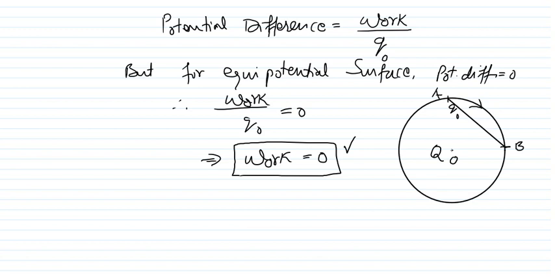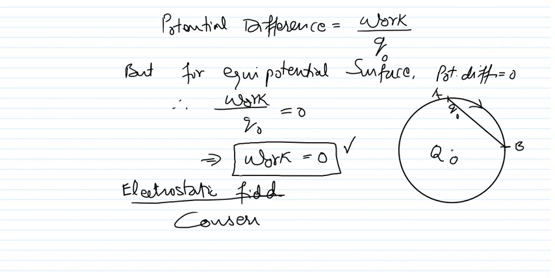Will there be any work done? The answer is again no work done, because we know that the electrostatic field is a conservative field. Being a conservative field, it does not depend upon path, it depends upon initial and final positions.